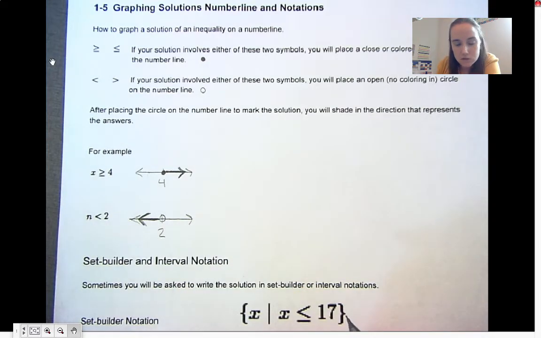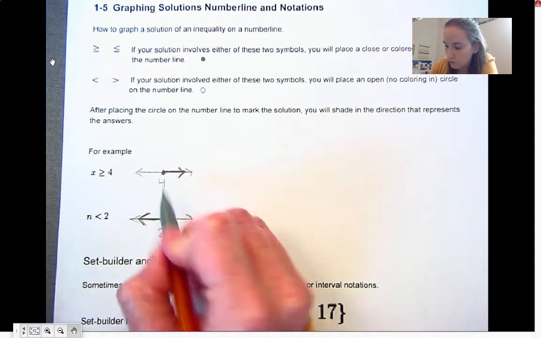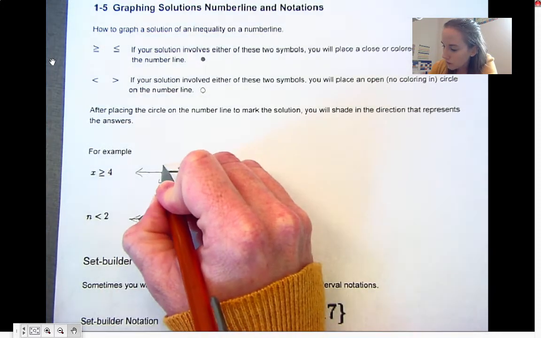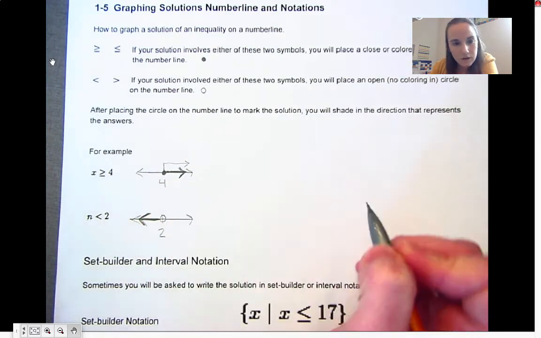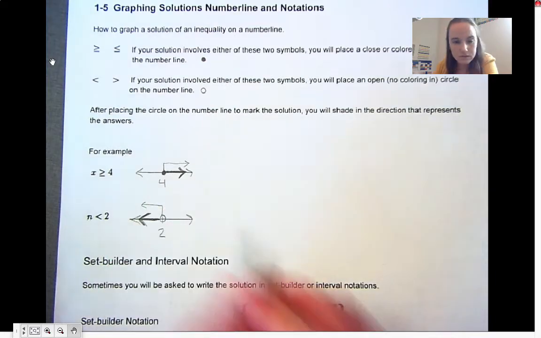I have seen students do this, and this is okay as long as your dot is closed or open, depending on the symbol. If you want to draw an arrow and go up like this, that is okay. And an arrow back like this, that is also okay.